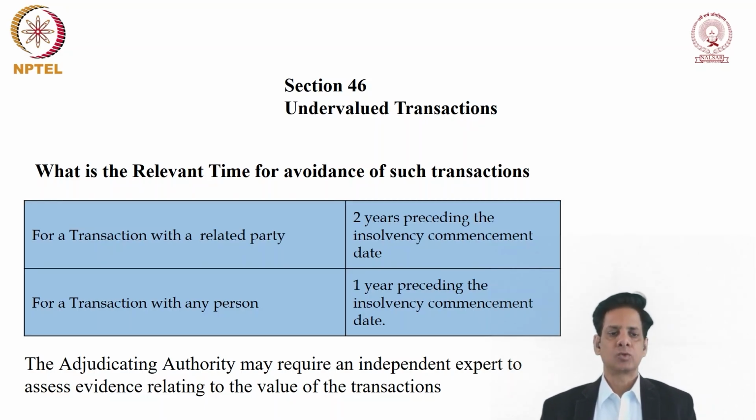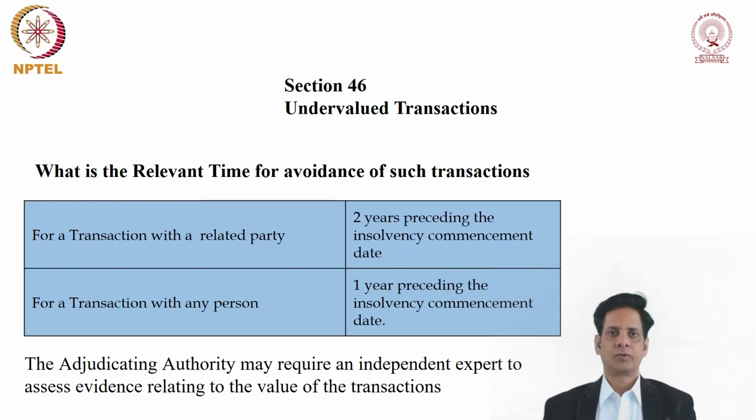But if the same is not a related party transaction, as given in the second part of the table, second row, then the time frame that I can go back is only 1 year, right? So for a related party transaction, I can go back 2 years and check whether it is an avoidance transaction. But for a non-related party, I only have 1 year to go back and check whether it's an avoidance transaction.